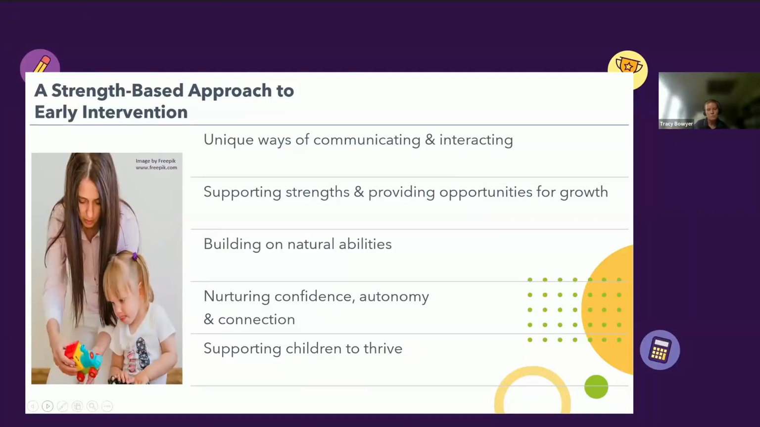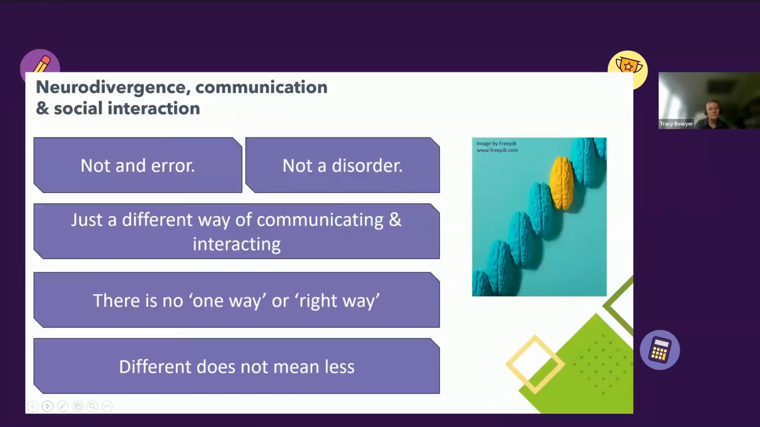Early intervention isn't, for me, about fixing children, but about supporting their strengths, providing opportunities for growth and building on their natural abilities. The aim is really to nurture confidence, autonomy and connection, and support children to thrive. So hopefully, that's what you'll get from today's session. You'll see very much that strength-based approach, that positive attitude towards communication and interaction, thinking about neurodivergent communication and social interaction.